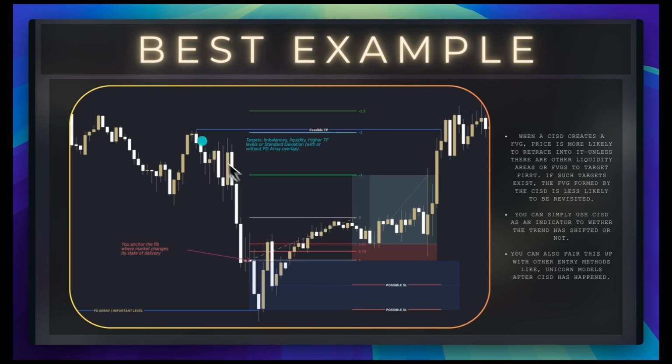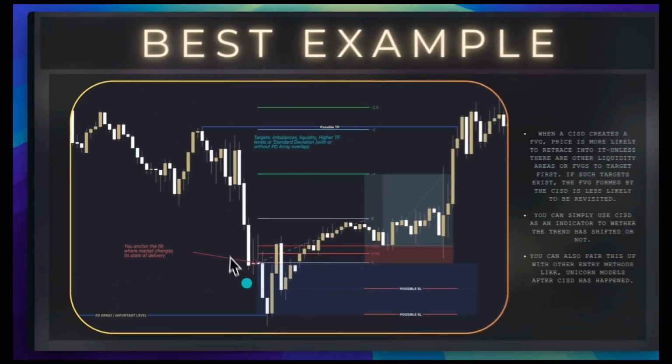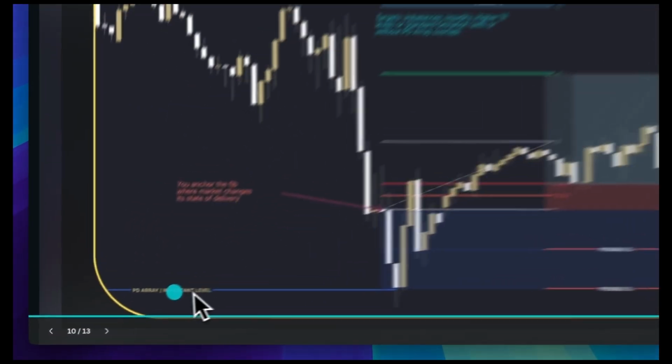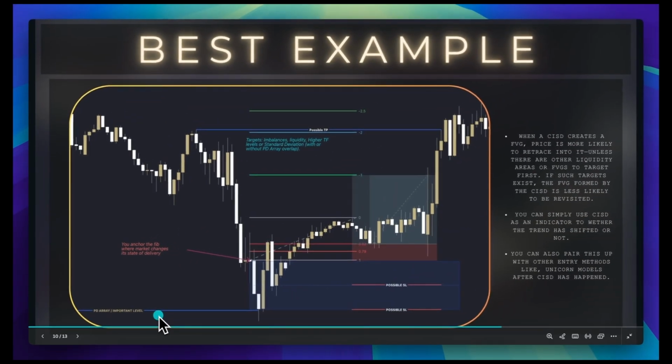So first, what is price doing? Price is going down. First, it's bearish, right? We have some bearish price action, and finally it reaches a PD array or an important level. Now remember, this can be on either a higher time frame or on the same time frame that you are trading in. Whether you're scalping or swing trading, it doesn't matter. Just find a PD array.